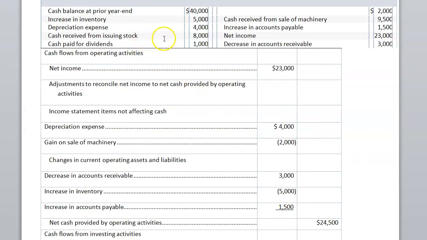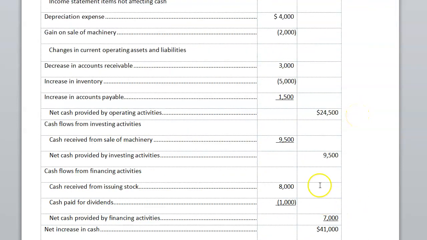We have some cash received from issuing stock, and we have some cash paid for dividends. So both of those are going to be in this section. Cash received is going to be added, and cash paid for dividends is going to be subtracted to end up with the net $7,000 net cash provided by financing activities.